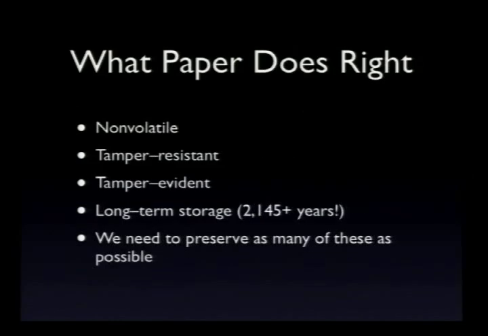Paper is non-volatile. It's tamper-resistant, tamper-evident, long-term storage. We have ballots going back to 139 BC. We can still recreate Roman Senate elections from 139 BC because there are museums that still have the ballots. Now, we think that's kind of funny, but think about it from the perspective of historians in the year 4006.